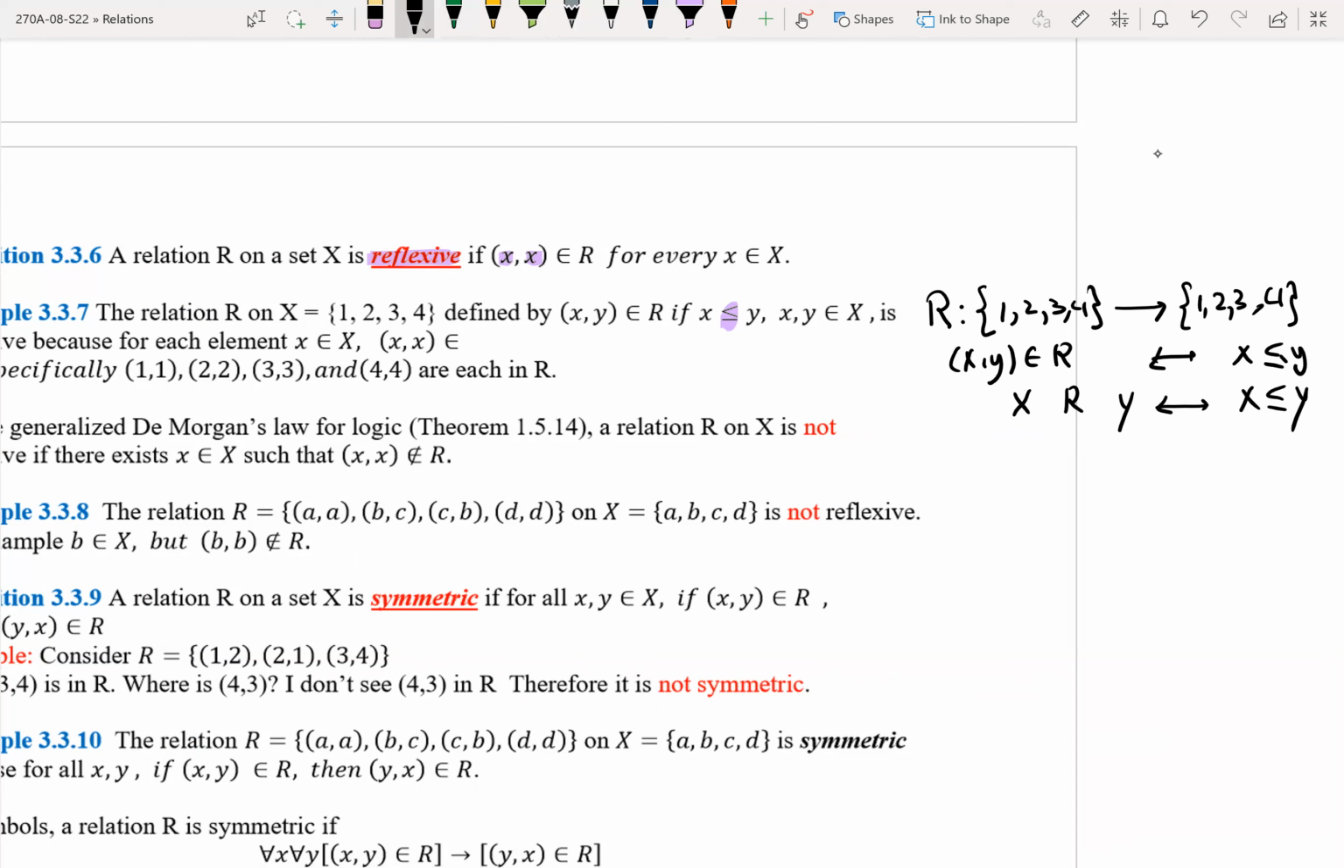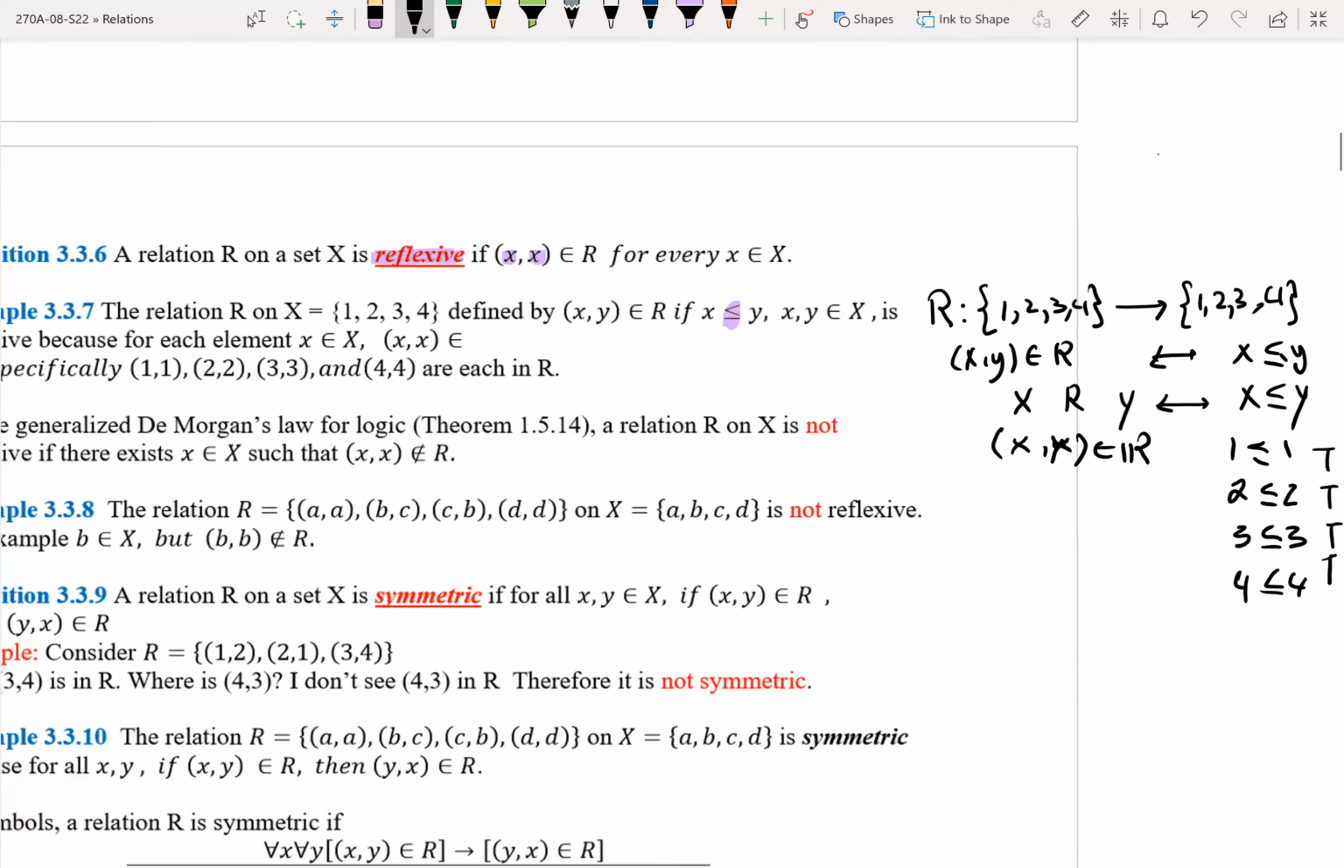Okay. So if every single element of 1, 2, 3, 4 is related to itself, meaning when you say X and X are related, that means 1 is less than or equal to 1, 2 is less than or equal to 2, 3 is less than or equal to 3, 4 is less than or equal to 4. Yes, that's true. So these are all true inequalities, which means this is a reflexive relation. This is fine? Does it make sense? Any questions here?